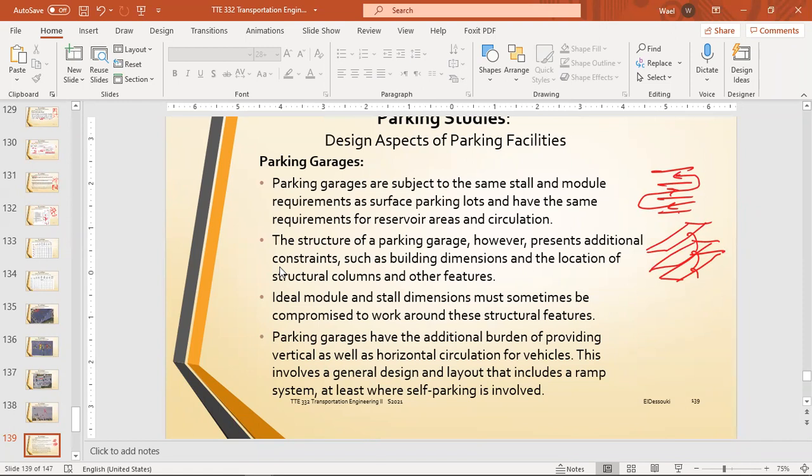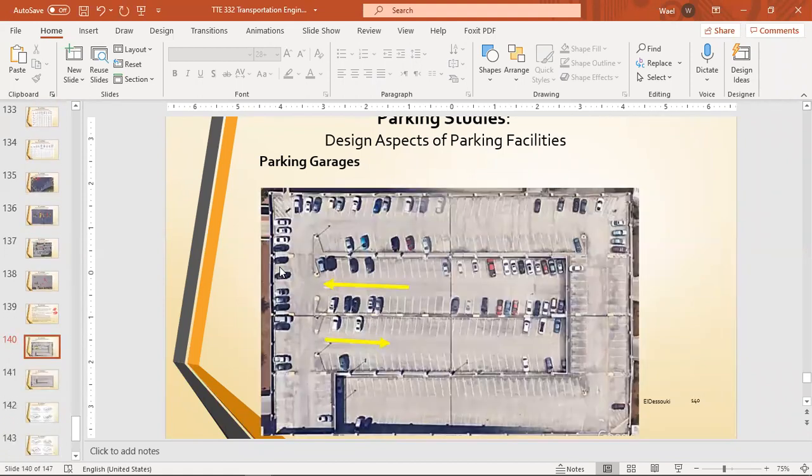Parking garages have the additional burden of providing vertical as well as horizontal circulation for vehicles. This is a challenge also. So this is an example of a multi-level parking garage.